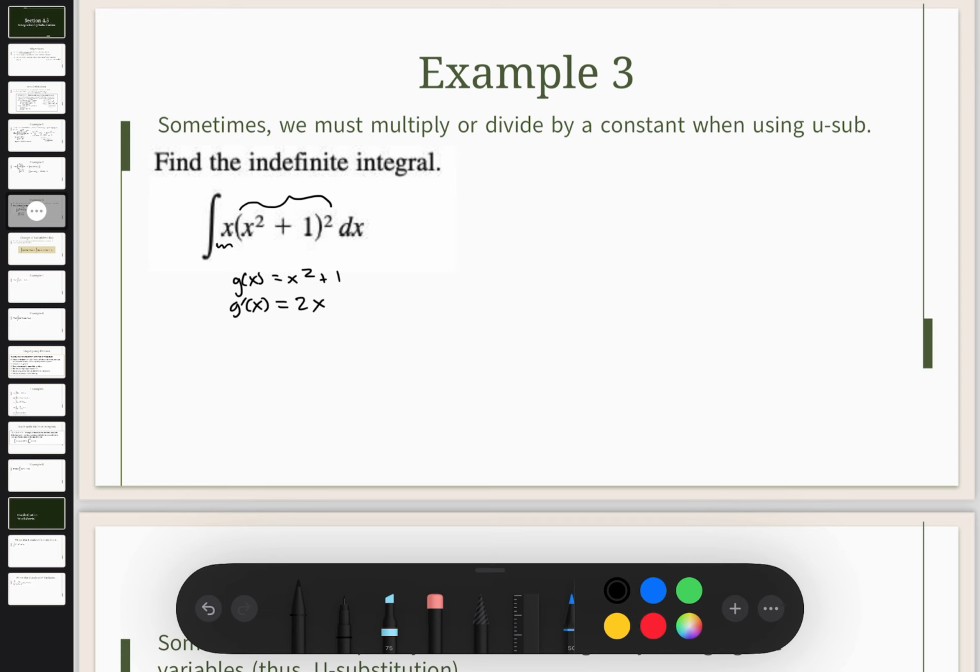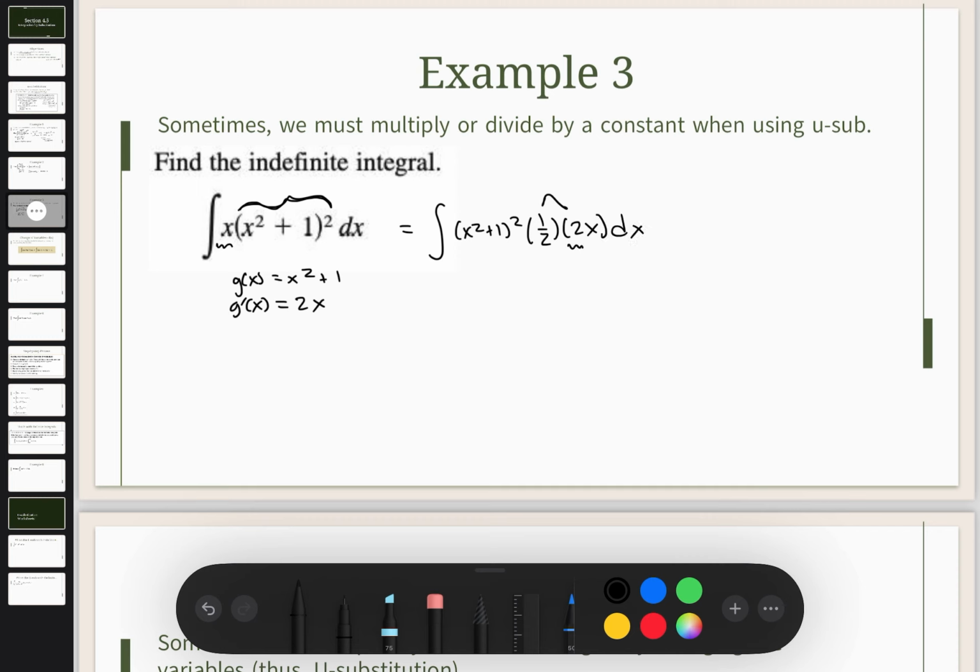Because I just see x, I can think about multiplying and dividing by 2. So I'm going to rewrite this as follows. x squared plus 1 squared, all right, that's what I see right here. That's this portion. And then I'm going to multiply and divide by 2. 1/2 times 2x. Okay, see how I multiplied and divided by 2? 2 over 2. I just split them up a little bit. It's the same thing as just multiplying by 1. And then I have dx.